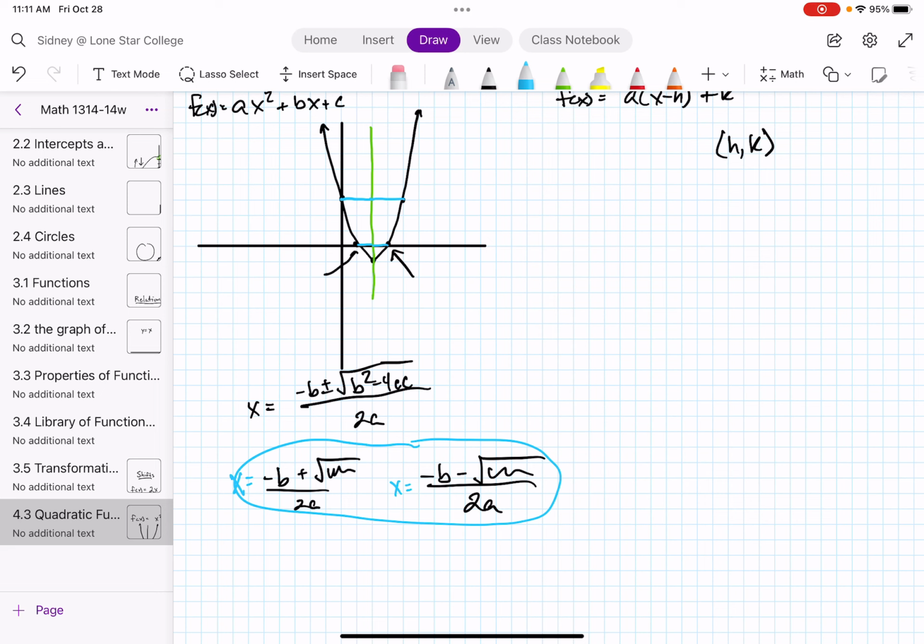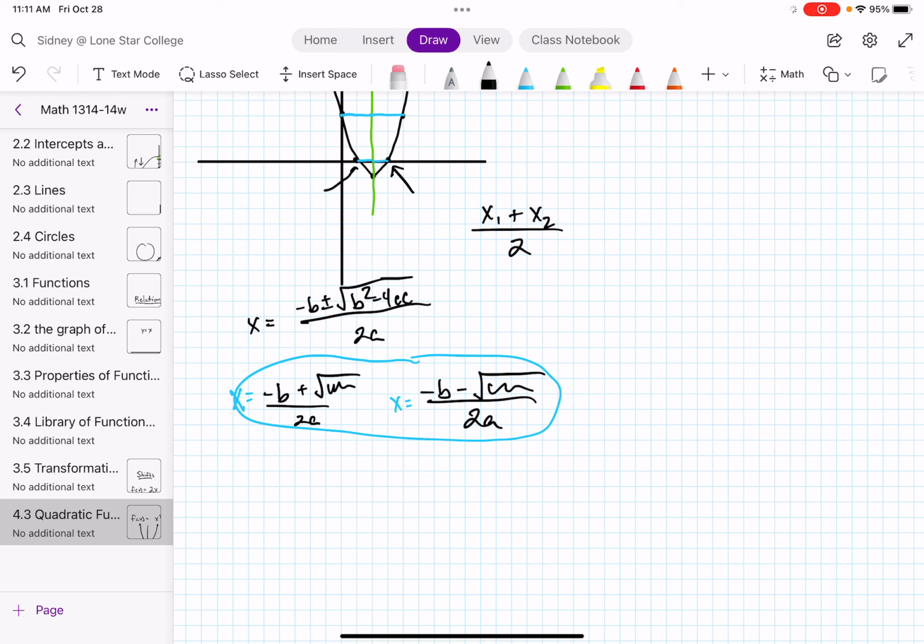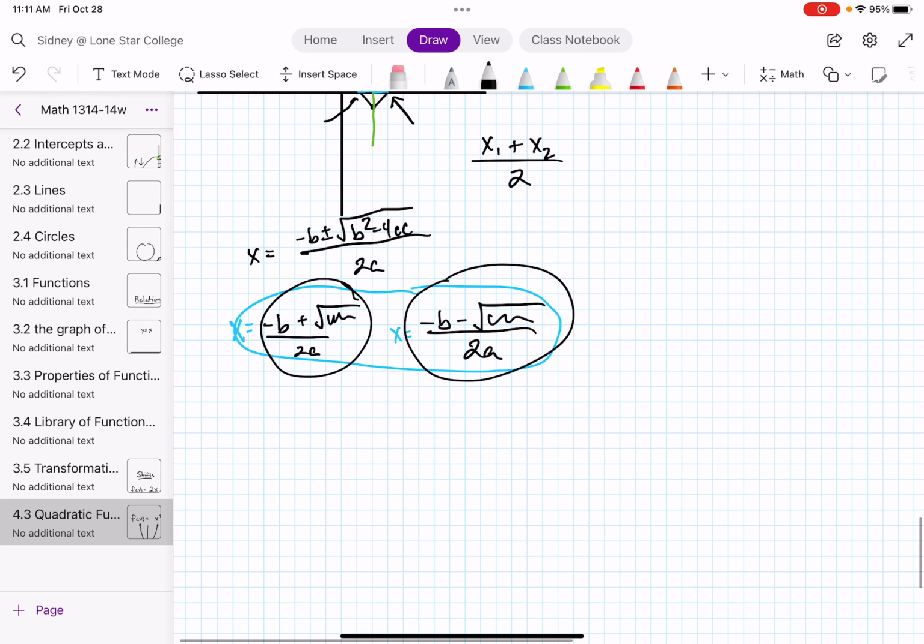If you remember how to find midpoints, finding the midpoint is simply averaging those two values. Literally add them together and divide by 2. Well, these are the two values, that's one and that's the other. When we add these together, something kind of cool happens. Because we have negative b plus the square root and negative b minus the square root, those square roots will actually neatly go away when I add these together.